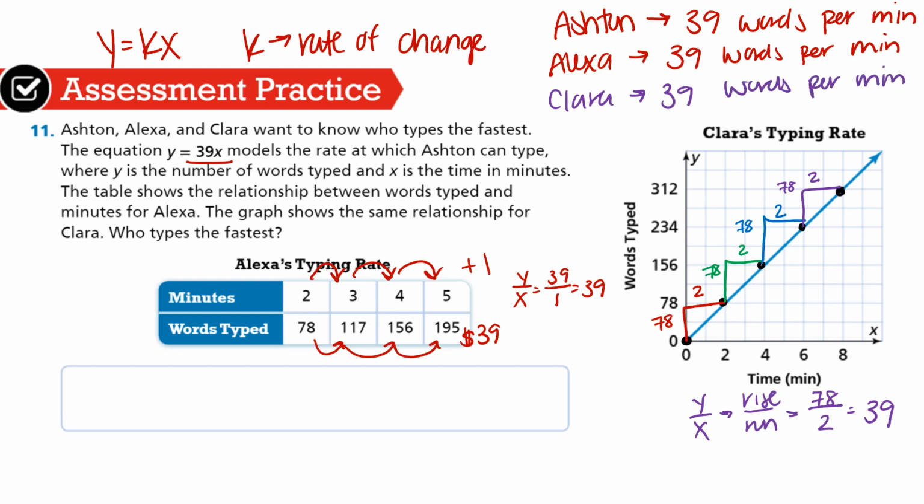And so the question is, who types the fastest? They all type 39 words per minute.